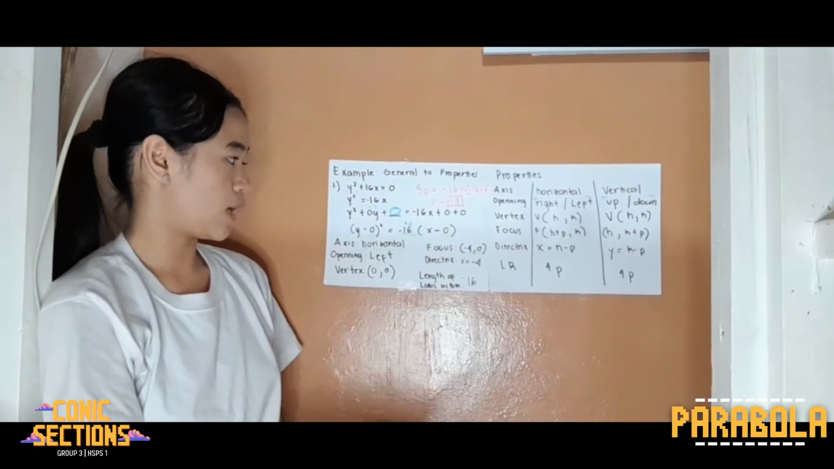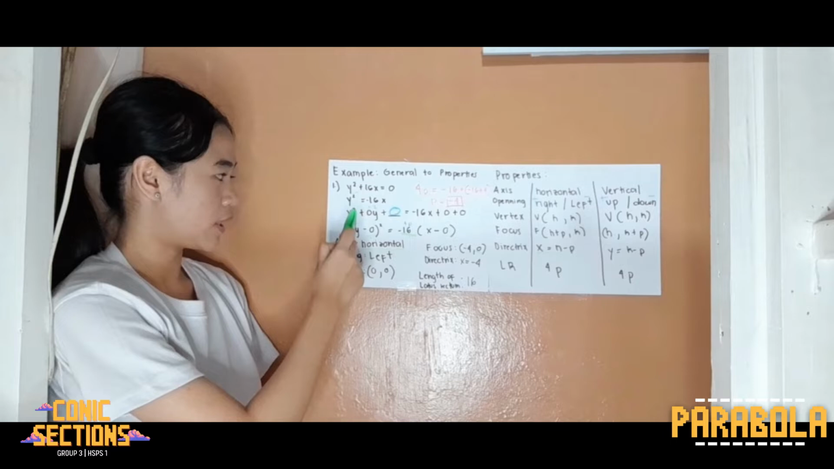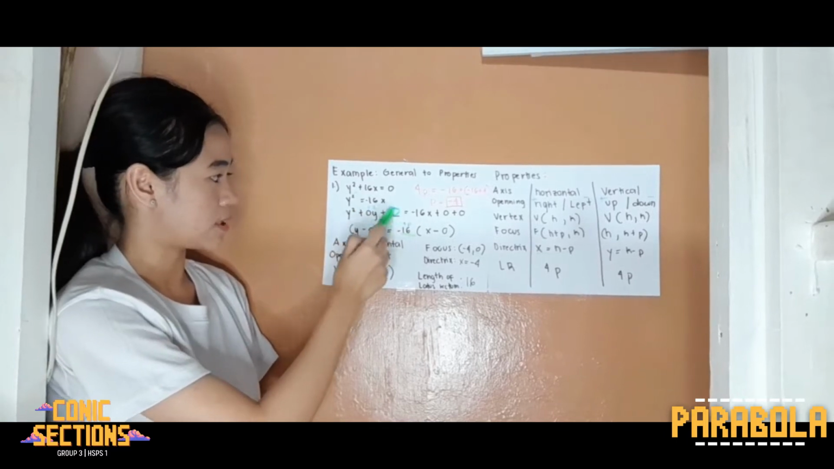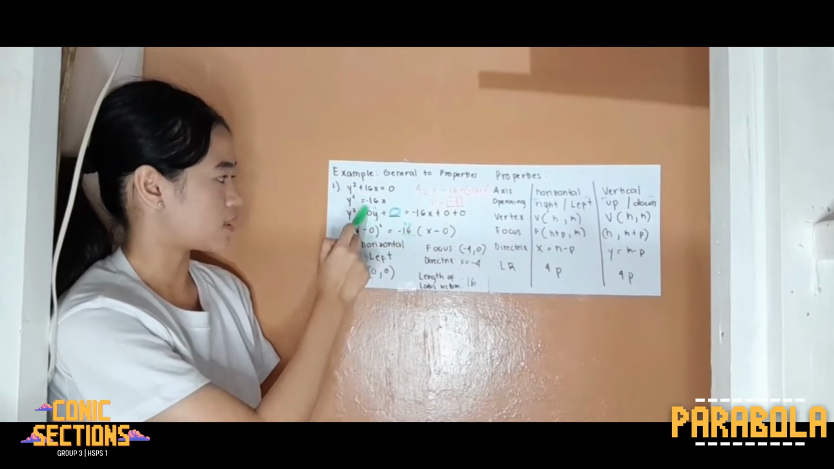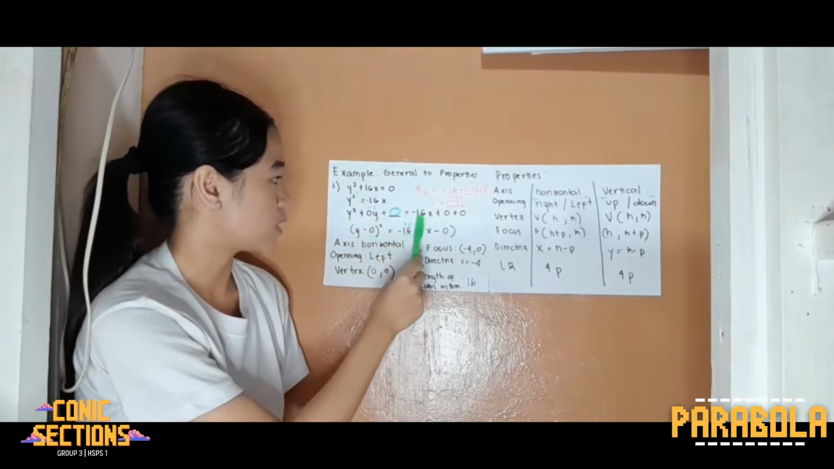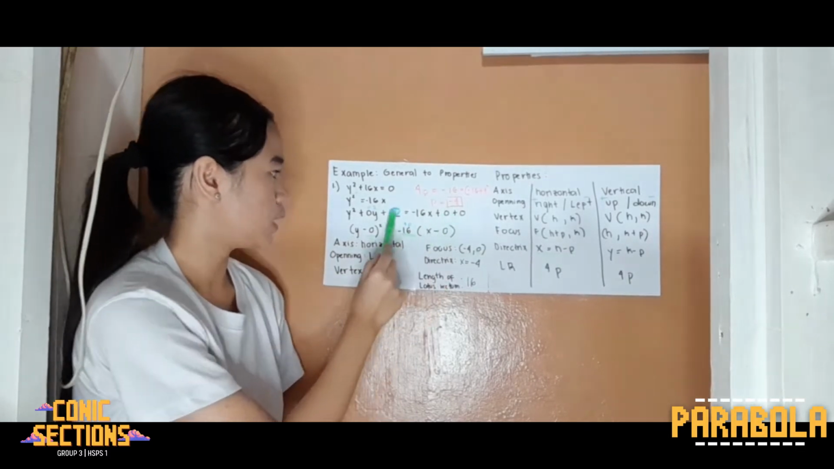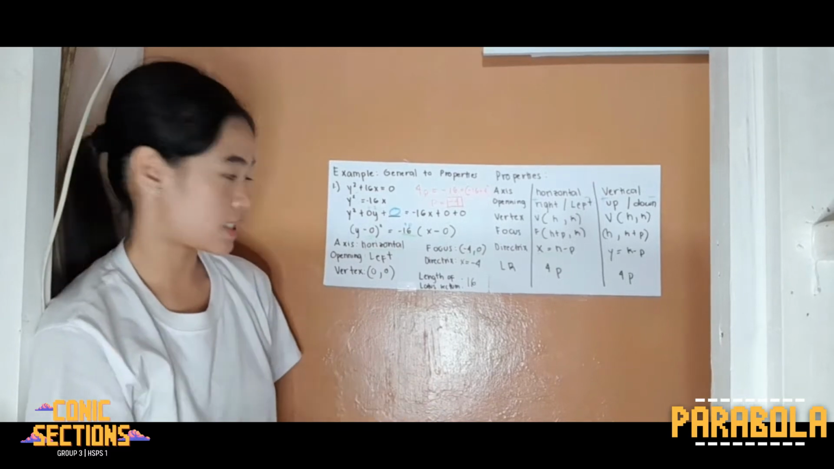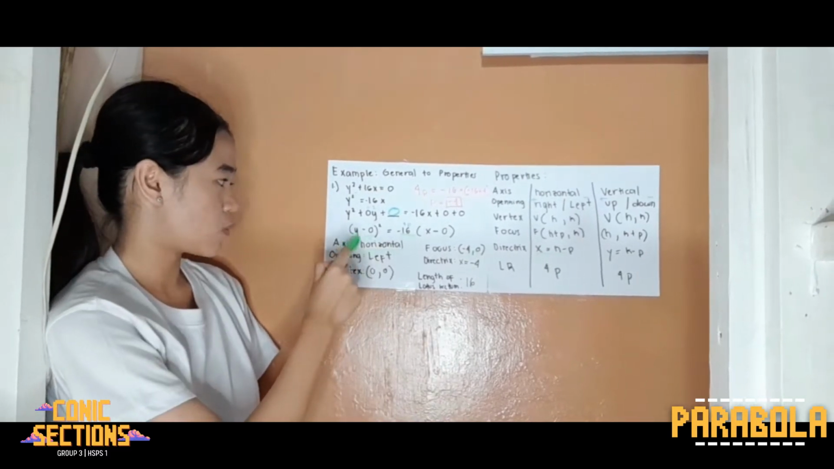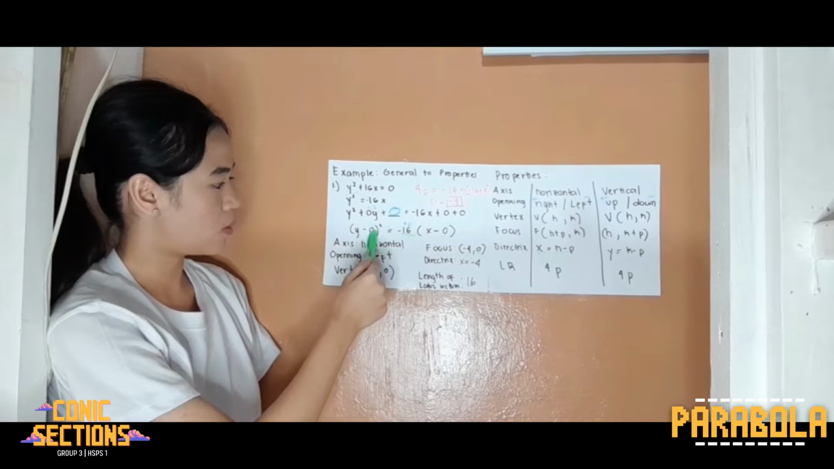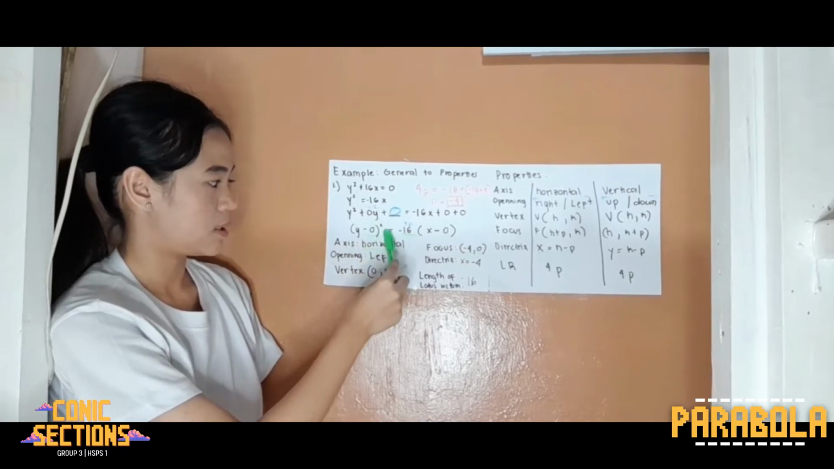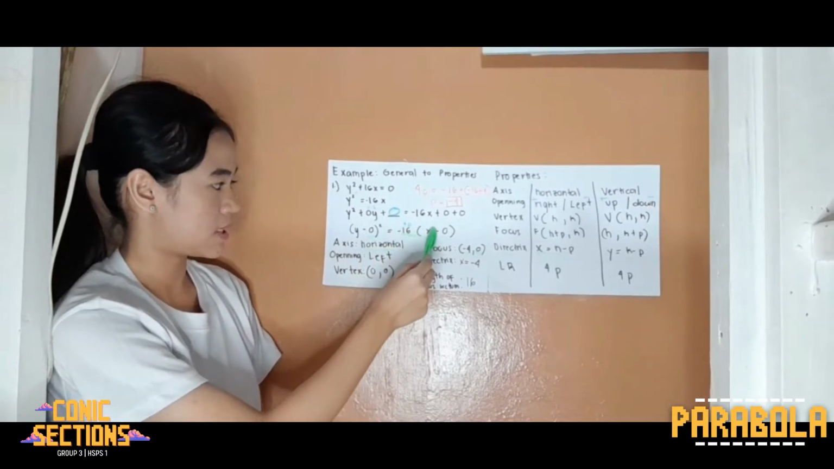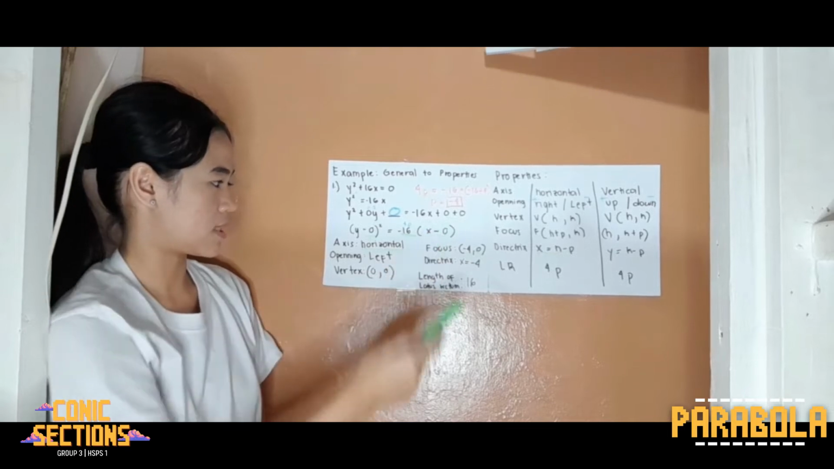Next, we need to expand: y squared plus 0y plus 0. This is 0 because we divide 0 by 2, equals to negative 16x plus 0 plus 0. We need to add this here. So what we need to do next is distribute. (y minus 0) squared is equals to negative 16 (x minus 0).